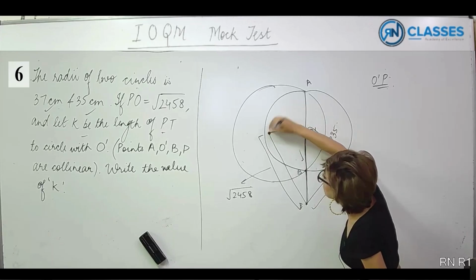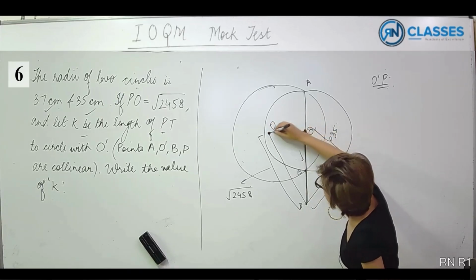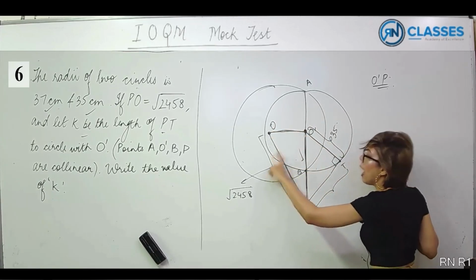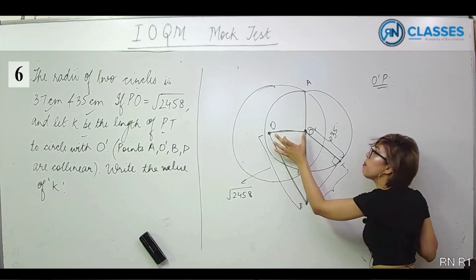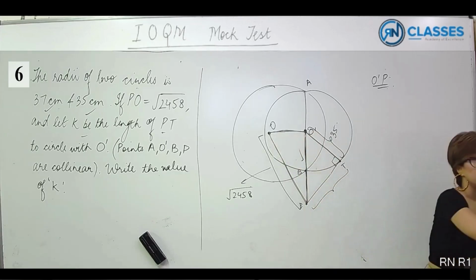Now, I'll be working in this triangle O dash P. I already know this length. I need to find this length. So somehow, if I'm able to ascertain this length, my problem is solved. And this length is easily visible to us. This length, let's say O dash.